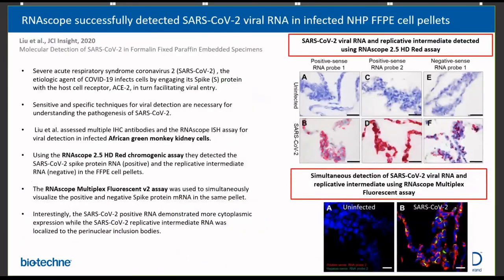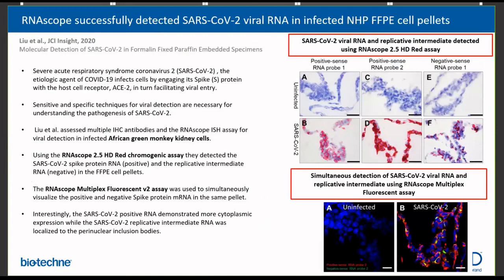So now this is another paper that came out of US AMRIT, and this was one of those early papers. What they were trying to do is evaluate various commercially available reagents, such as antibodies, as well as molecular detection techniques to identify SARS-CoV-2 in infected FFPE cell pellets. So they developed these cell pellets from African green monkey kidney cells. They assessed multiple IHC antibodies, and one of the technologies that they evaluated was the RNAscope assay. And so they saw the benefit of this assay.